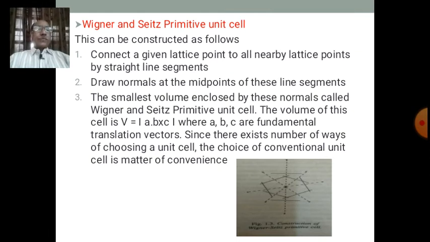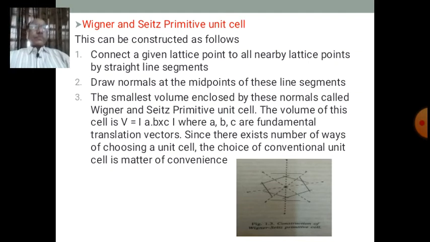The volume of this primitive unit cell, the Wigner-Seitz unit cell, is V equal to modulus of A dot B cross C, where A, B, C are fundamental translation vectors. Since there exist a number of ways of choosing a unit cell, the choice of conventional unit cell is a matter of convenience, isn't it? So there are a number of ways of choosing the unit cell, as we have seen in the previous slide.